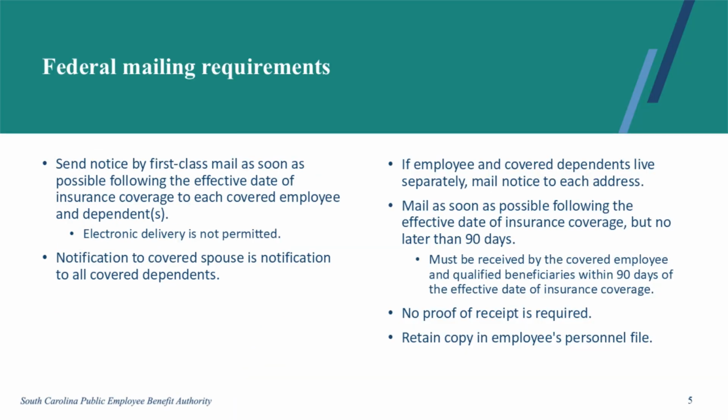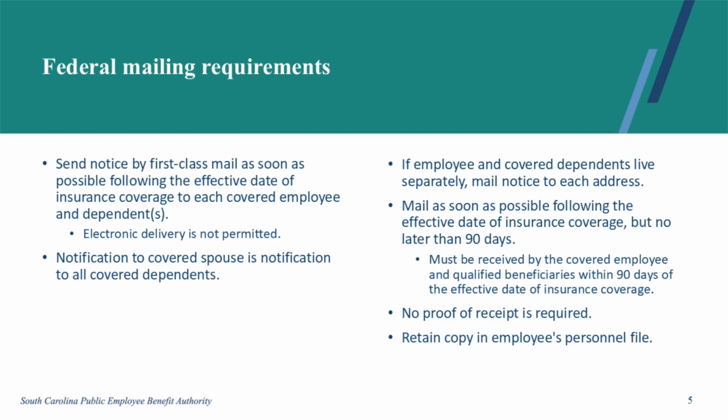Address the initial notice to each covered employee and dependents and send it via U.S. mail. Each covered person does not receive individual notices. One notice to the home will satisfy the requirement. If a spouse and children have coverage, notification to the spouse is considered notification to the children. If the employee and their covered dependents live at separate addresses, a notice must be mailed to each address.